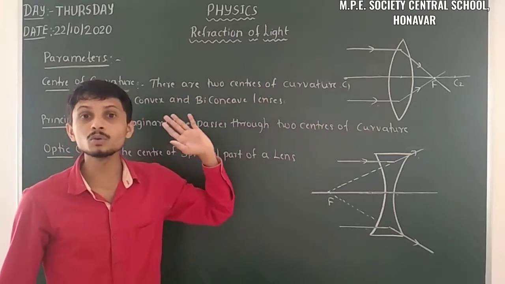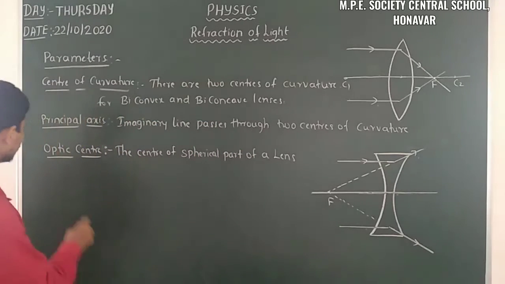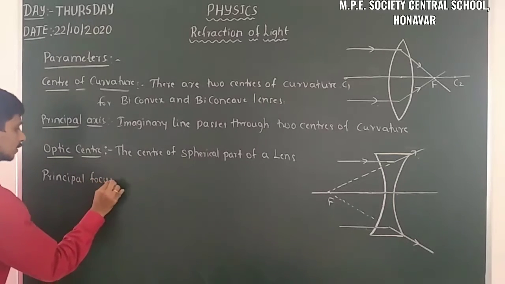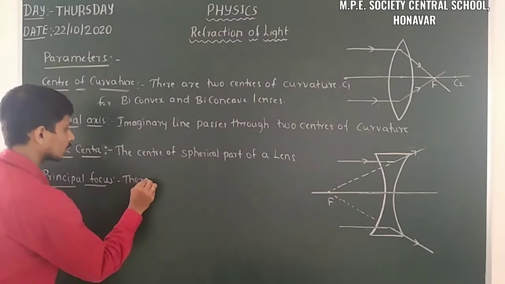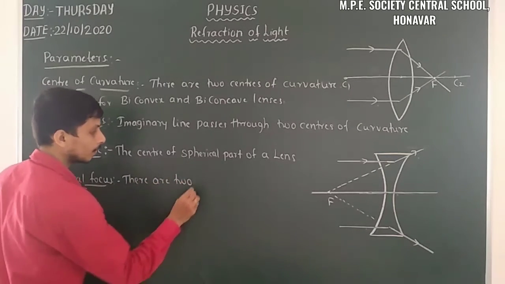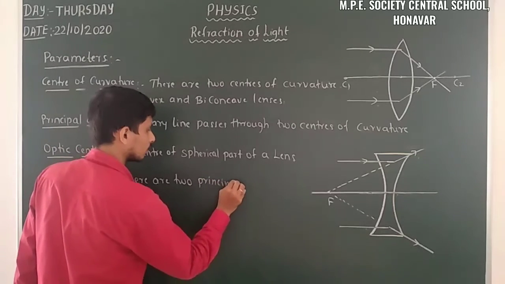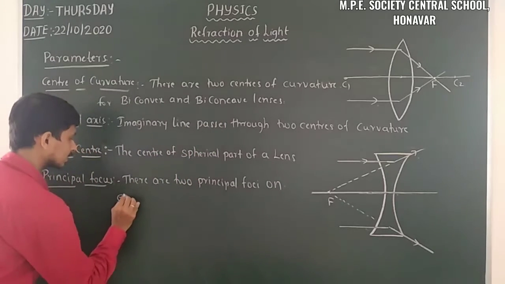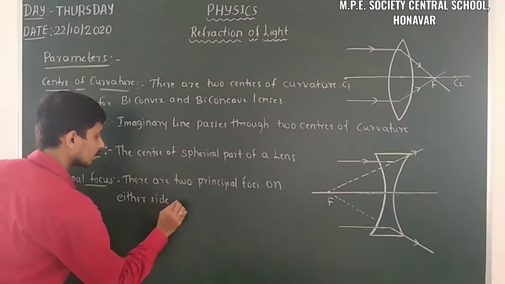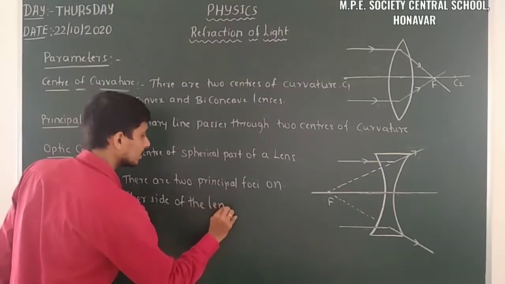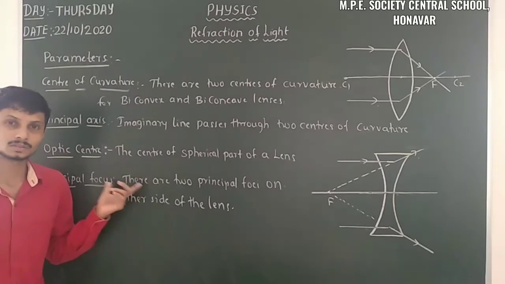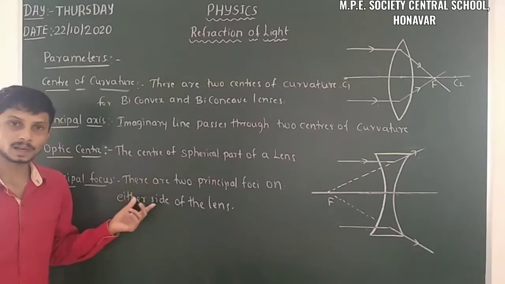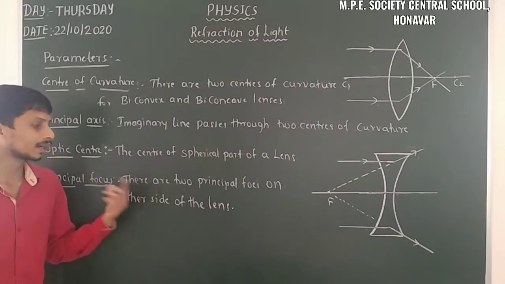So here we have two principal foci, on either side of the lens. It is better to write the definition here. The definition of principal focus: there are two principal foci on either side of the lens.